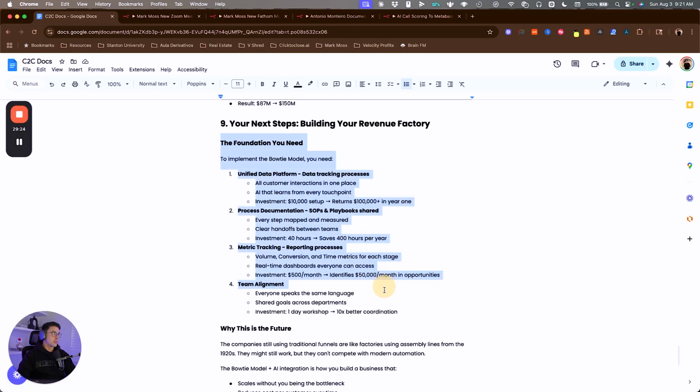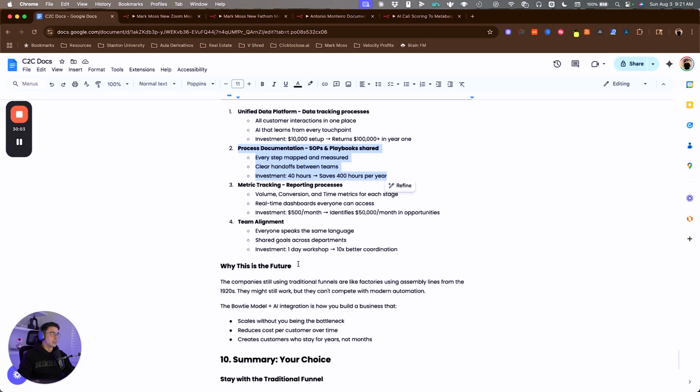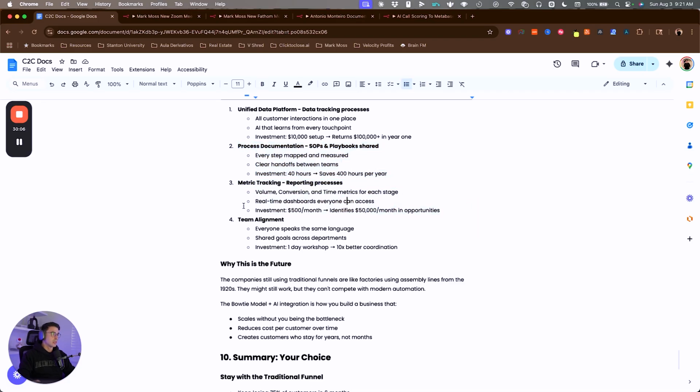So in terms of the foundation that you need, we're going to be implementing the Bowtie model in a way that's super, super profitable for you because most of the tools are going to be open source and self-hosted. So we're going to build a unified data platform. We're going to be tracking all of the information volume wise. So we're going to be sending all the conversion events to this platform. And then when we send these conversion events to the platform, you can do the time metrics, the conversion metrics, and everything else. And then the process documentation, I'm going to be sharing the playbooks that we've used. Obviously, this is already the information that we've used.